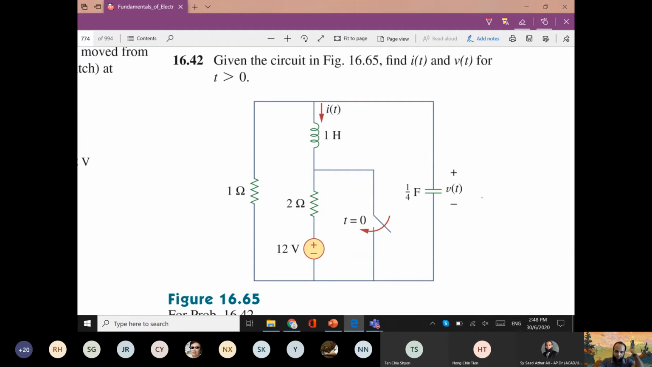All right. So previously, before t equal to 0, this source is there. This will be short circuit, and this will be open circuit. So if we are looking for the voltage and current, this capacitor voltage will be this voltage, and the inductor current will be this current. So it looks like a very simple one.